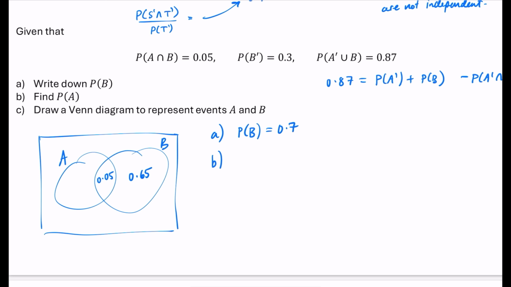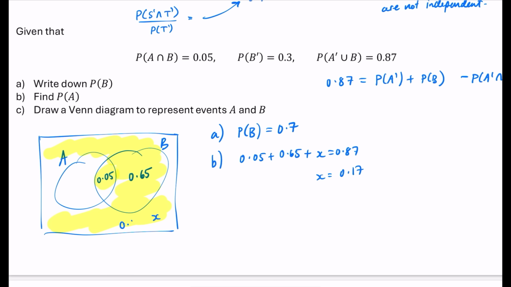So let's look at this. The probability of not A or B. Well, not A is going to be everything that is outside A. Or B means we can also include this 0.05. So you can now say to ourselves that this area, and the outside area is 0.87. So that's this area plus this area plus the outside area, let's just call that X, is 0.87. So we get 0.87 minus 0.05 minus 0.65, which is 0.17.